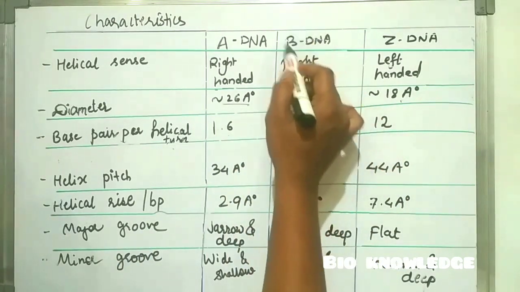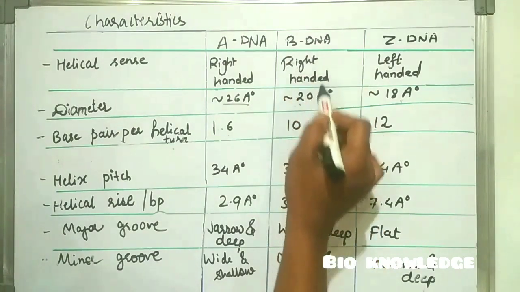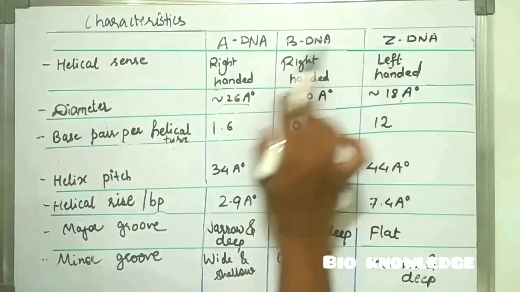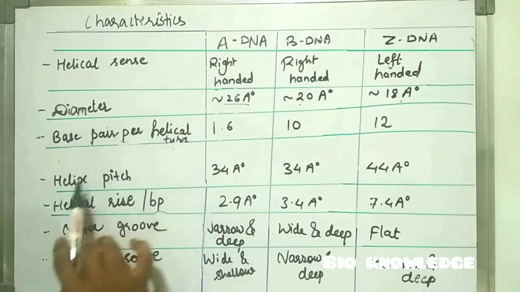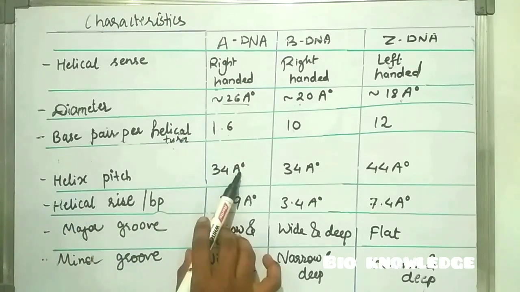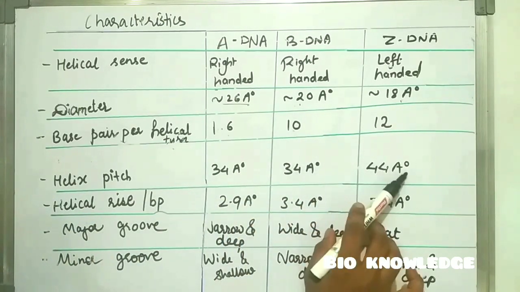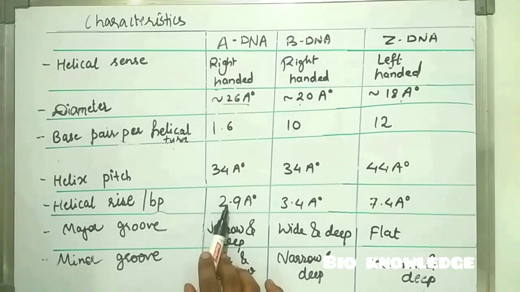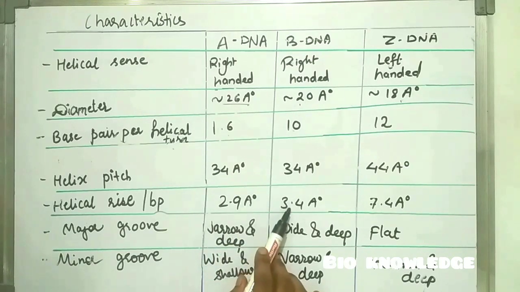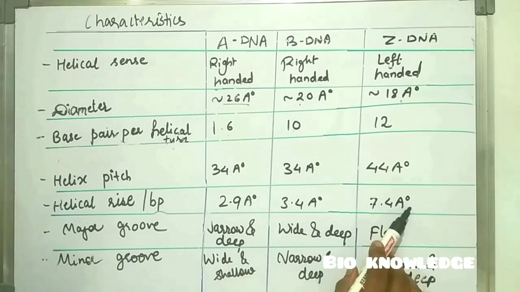So for B DNA, we have seen the molecular structure of that. This A DNA and Z DNA we are seeing here. Base pair per helical turn we have seen. Now helix pitch: 34 angstrom for B DNA and 44 angstrom for Z DNA. Helical rise per base pair is 2.9 angstrom for A DNA, 3.4 angstrom for B DNA and 7.4 angstrom for Z DNA.